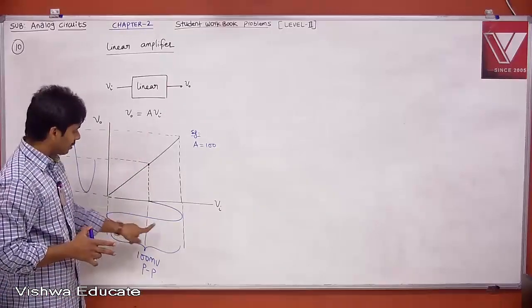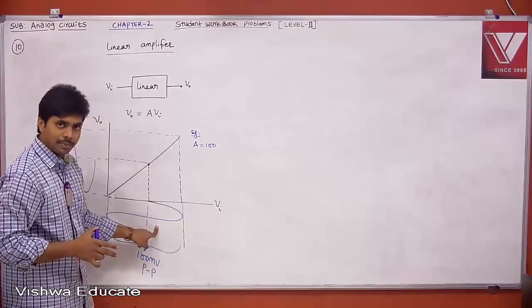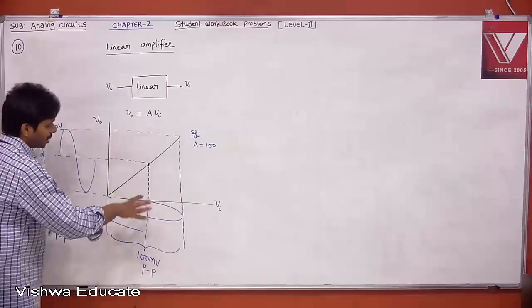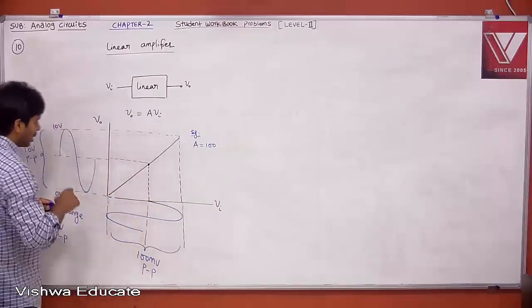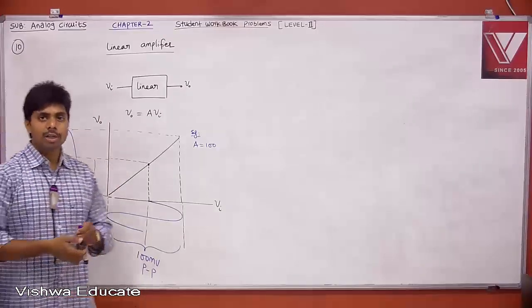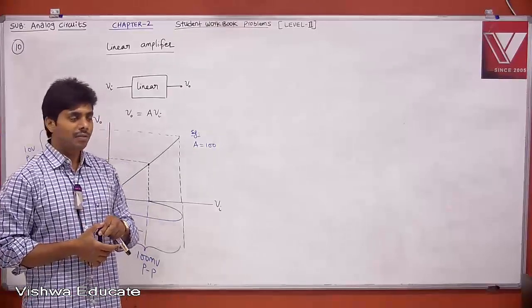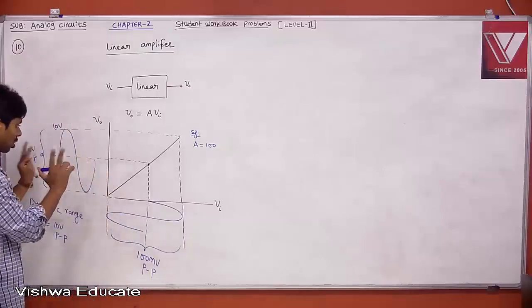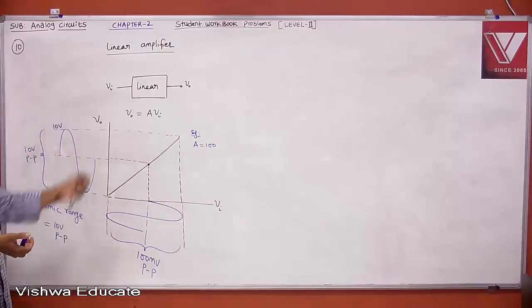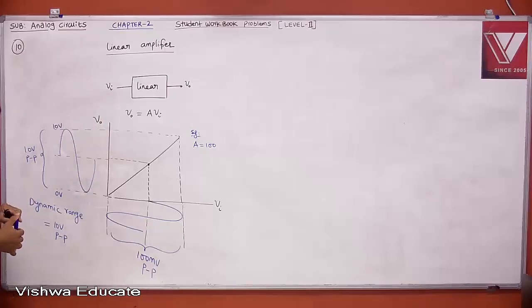Let us say, for your understanding, Vi is nothing but sin omega t. Then what is your V naught? A into sin omega t. If your input has one frequency component, your output also has the same frequency component. We don't have any harmonic component, right? Therefore, there is no amplitude distortion. There is no harmonic distortion because it is linear. And we have more dynamic range.